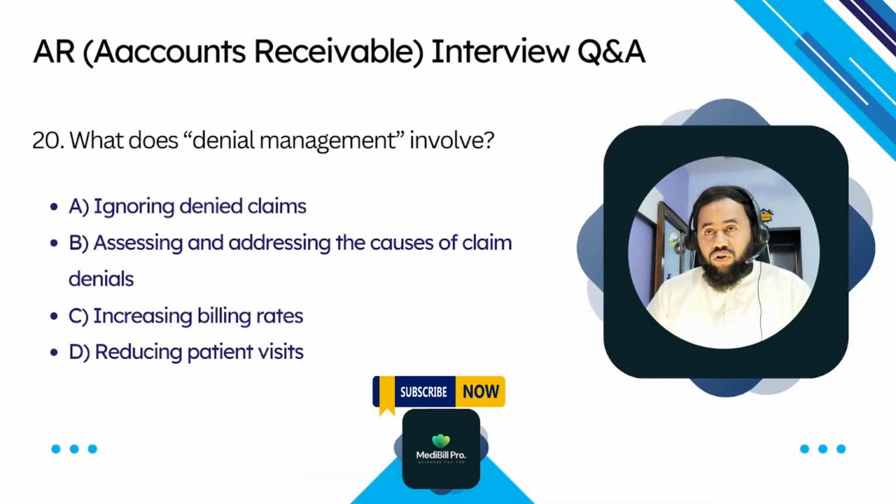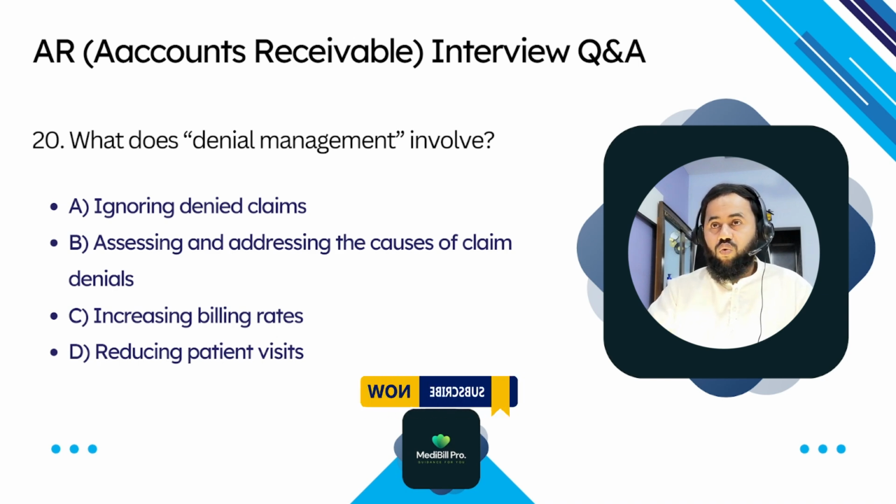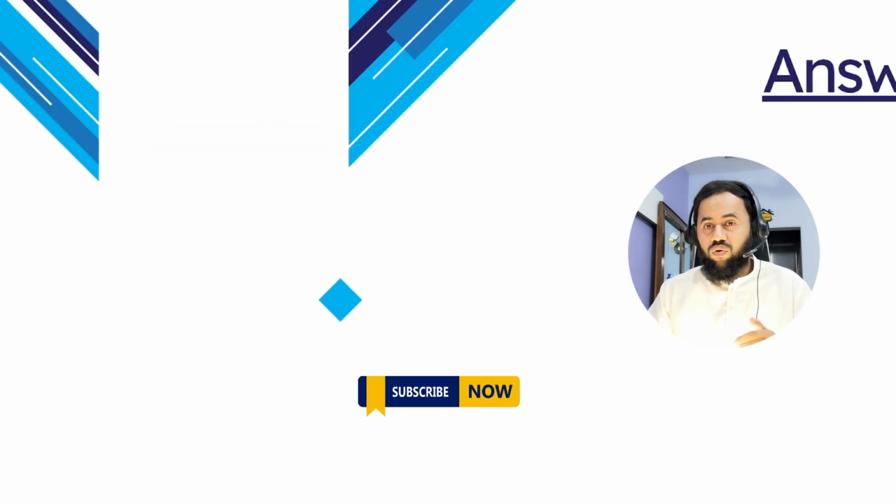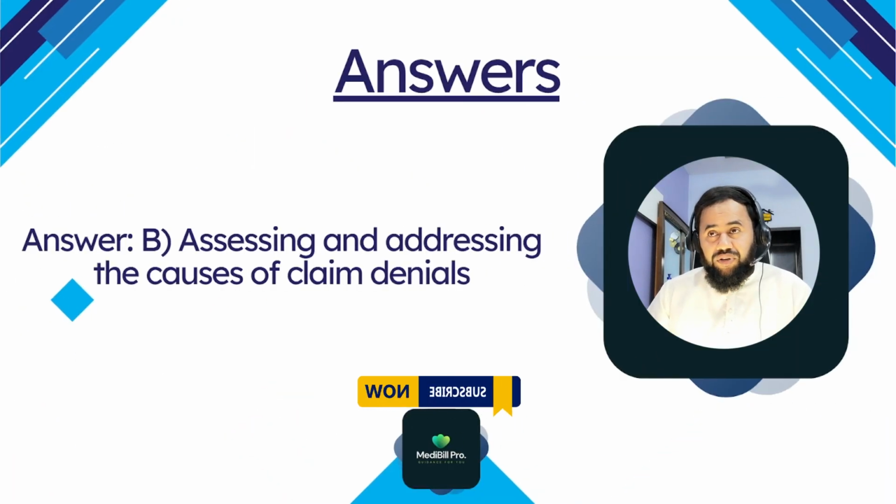The last question of this section is, what does denial management involve? A, ignoring denied claims. B, assessing and addressing the cause of claim denials. C, increasing billing rates. D, reducing patient visits. So let's see what is correct. Option B is correct, assessing and addressing the cause of the denials.